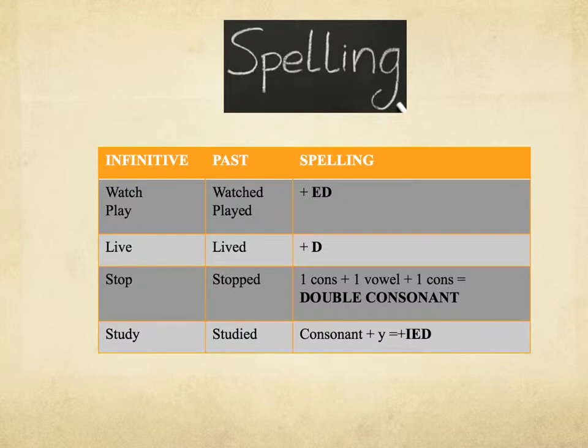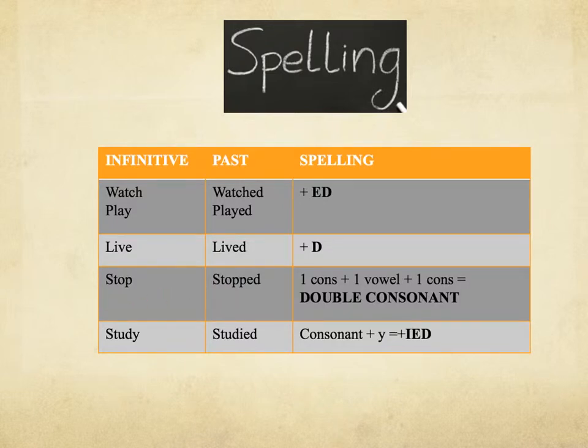Now, the second case with the verb live, okay, we have maybe a verb ending in E, so we simply add one D, okay? We do not double the E, and we do not write EED, but only just one D, okay? And then the third category is when we double the final consonant, for example, in stop, okay?